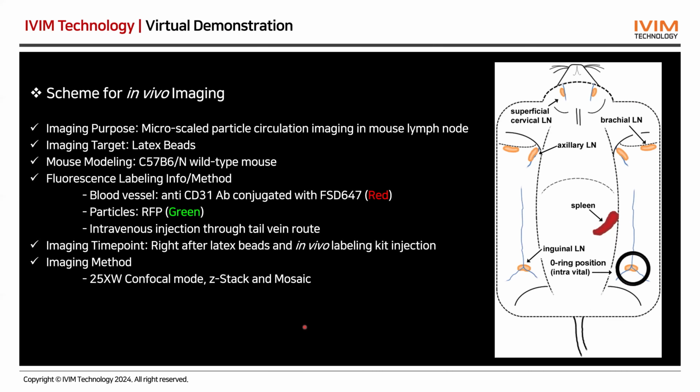This is the brief scheme for today's lymph node imaging. I anesthetized a C57BL/6 wild-type mouse and then removed the hair on the right side of the body. After exposing the inguinal lymph node on the right side by simple surgery, we conducted lymph node imaging using anti-CD31 antibody conjugated with a fluorophore to stain blood vessels in red. And also the mouse was injected with small particles in green to see the particle flow inside of the vessel.